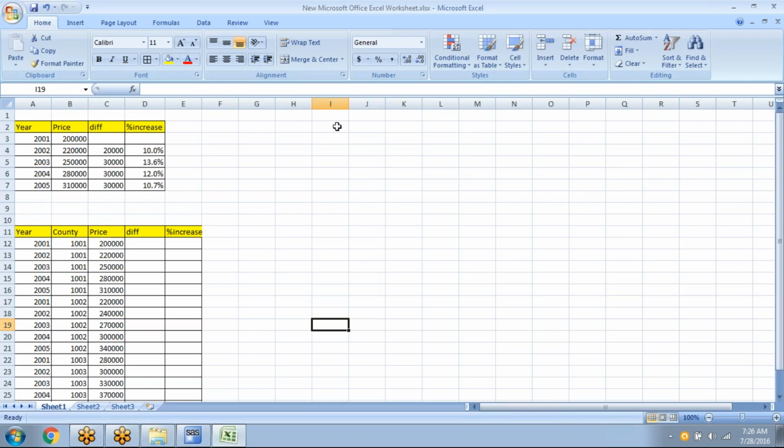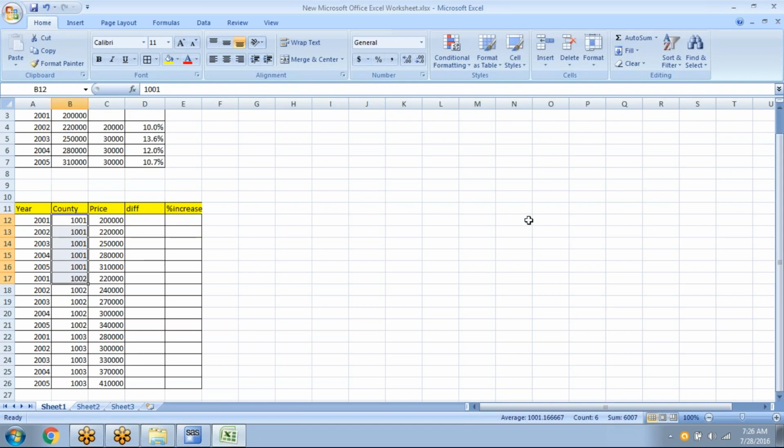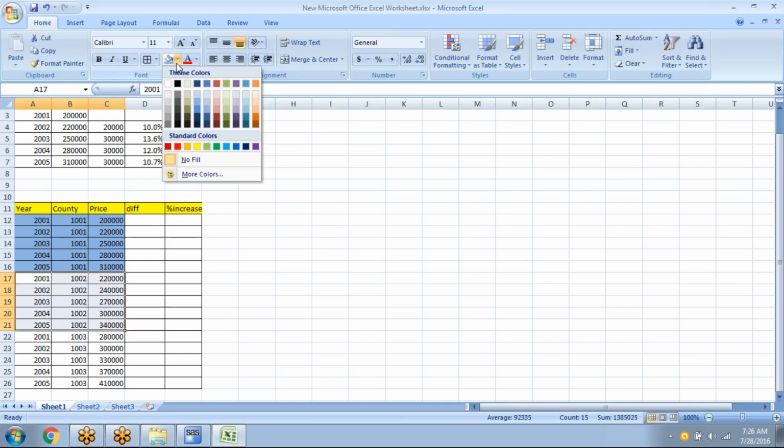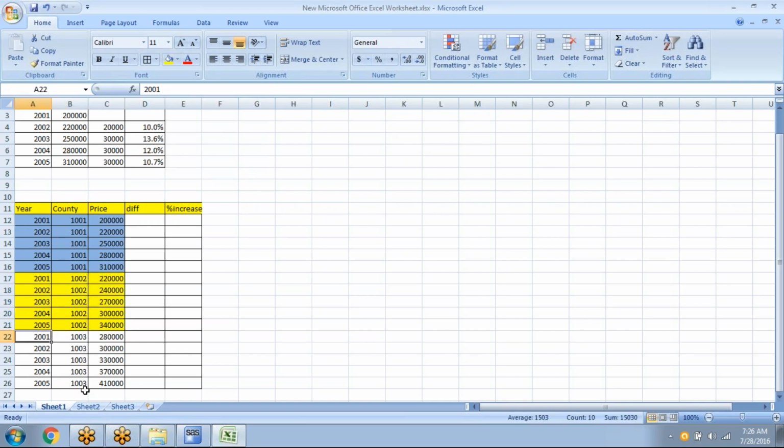In the previous example, I took only one county's information, but let's say you have different counties. When you say county, it's a different region. In one region you have information related to, let's say, county 1001, in Hyderabad. These are the prices in Hyderabad across each year, and these are the prices in, let's say, Pune across every year, and these are the prices in, let's say, Mumbai.